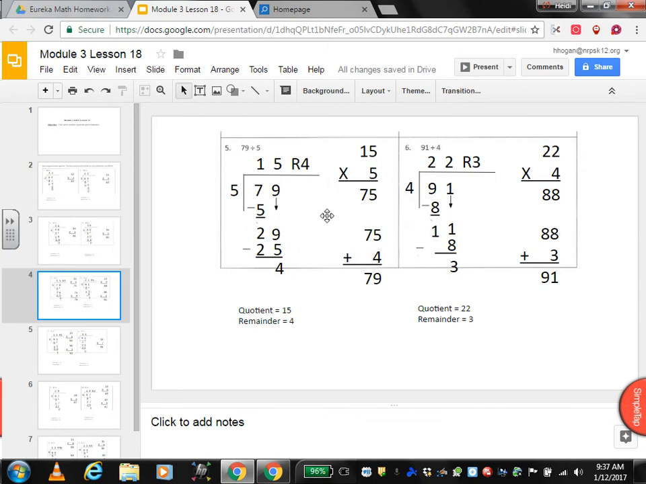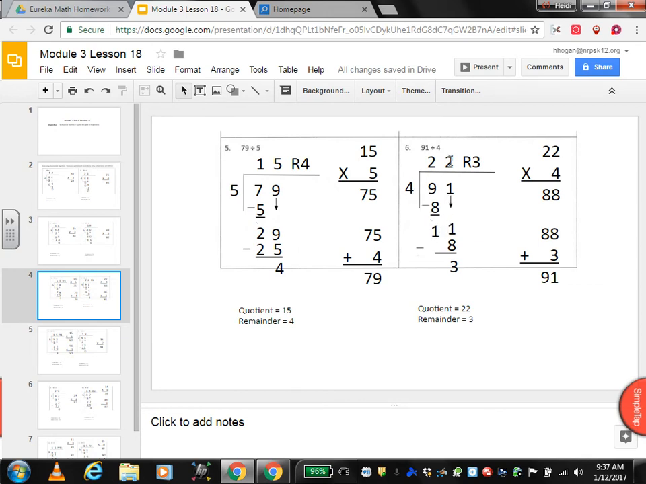75 plus 4 is 79. We get our dividend. 91 divided by 4. 9 divided by 4 is 2. 2 times 4 is 8. Subtract. 9 minus 8 is 1. Bring down the 1. Now we have 11 ones.